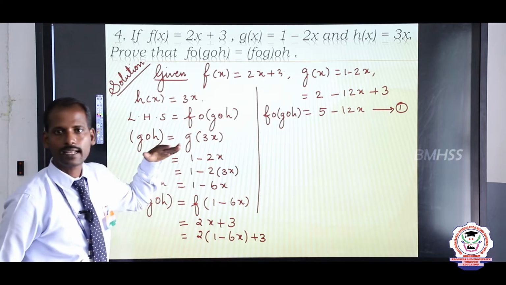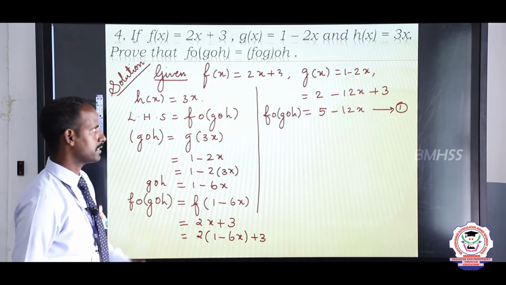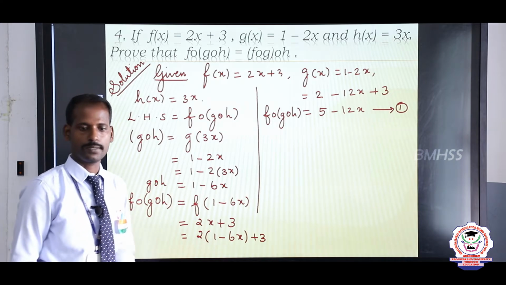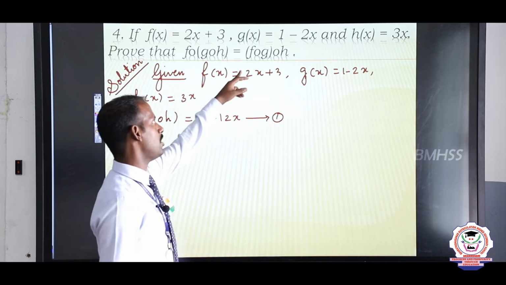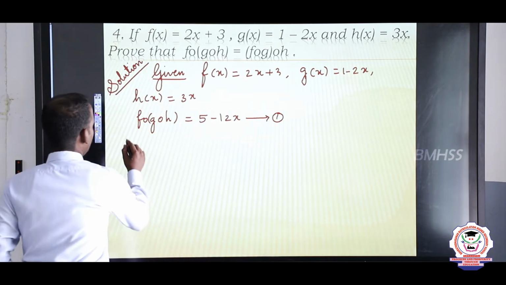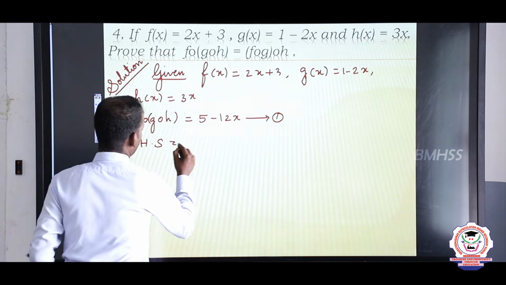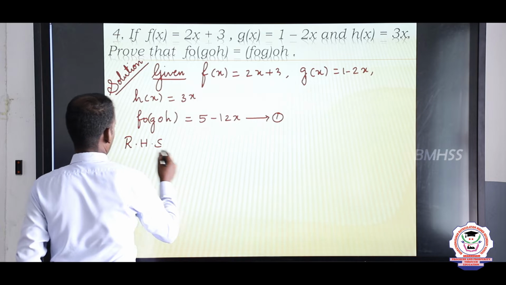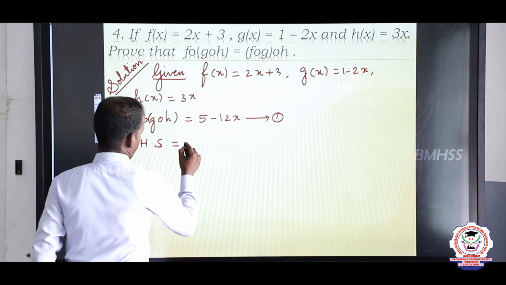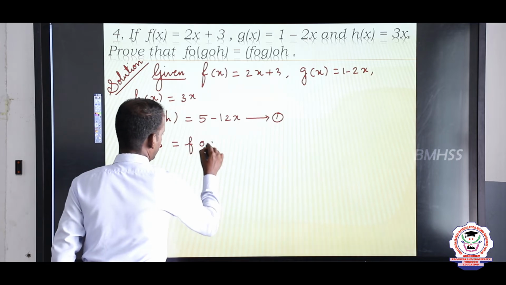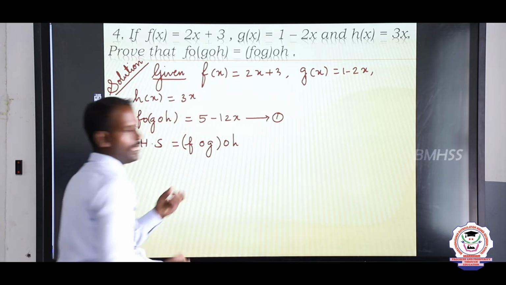This is the LHS part. Then you have to find the RHS part. So next I will explain the RHS part. So what is RHS? RHS is (f∘g)∘h. This is the RHS part.